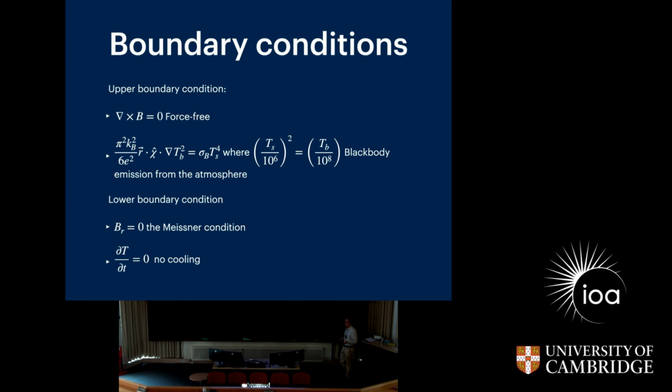So in this part of my work, as I say, I assume there is no magnetic field in the core, and the core is not cooling. The second one could be adapted if I choose a different temperature of the core. And for the Meissner condition, I will talk about it more at the end of my talk.